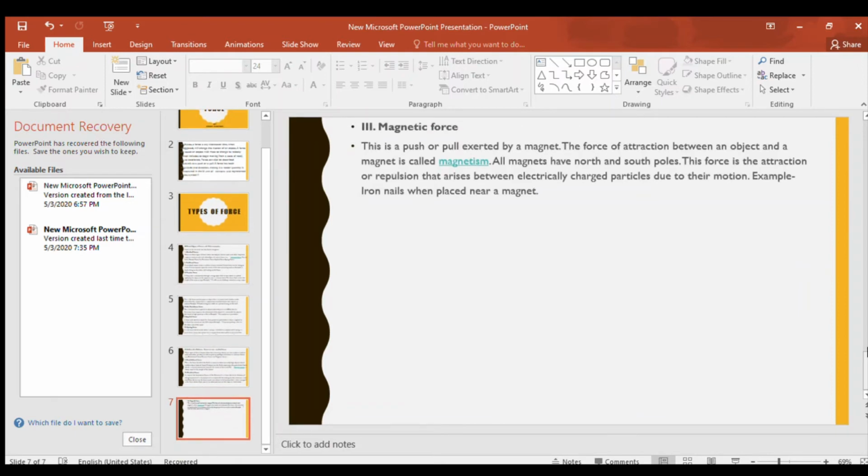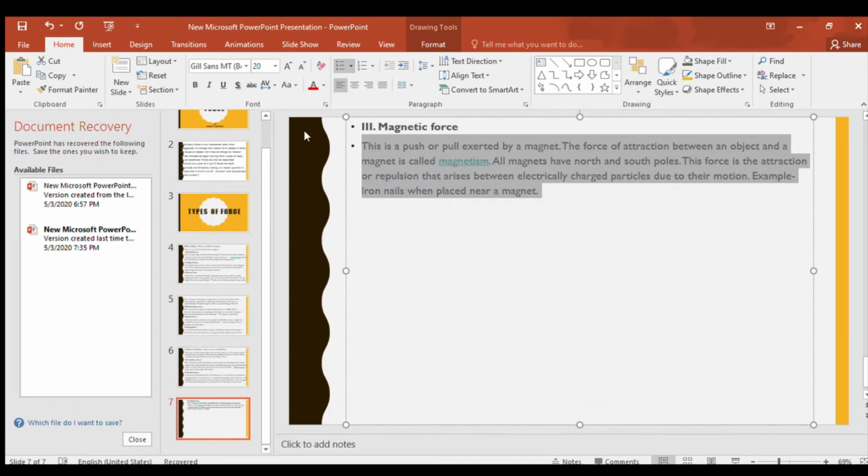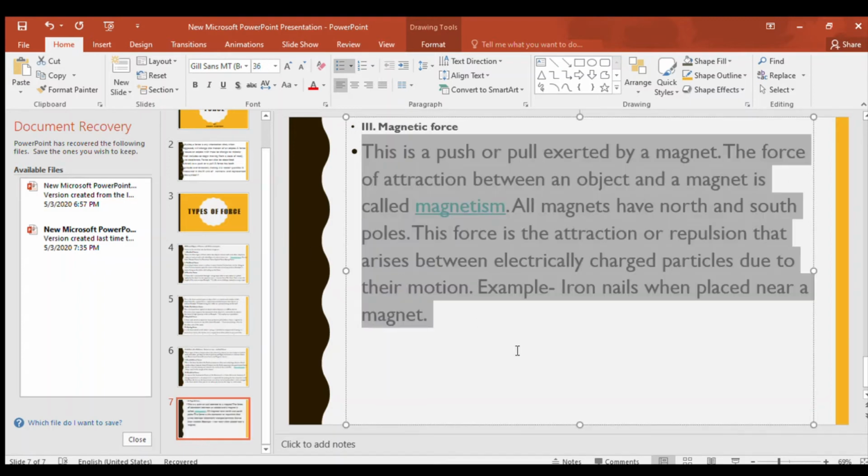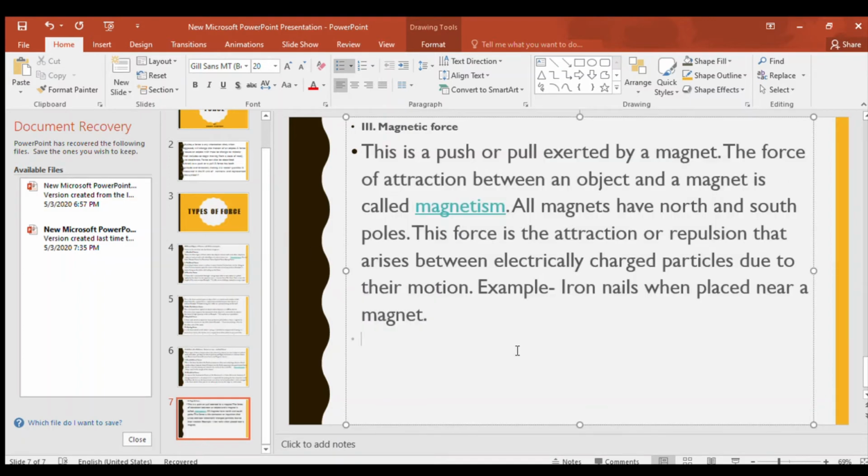And the last of today is magnetic force. This is a force exerted by a magnet. I'll just zoom it up. It's a push or pull exerted by a magnet. The force of attraction between an object and a magnet is called magnetism. All magnets have north and south poles. This force is the attraction or repulsion that arises between electrically charged particles due to their motion. For example, iron, when placed near a magnet, is attracted to it. That's a magnetic force.